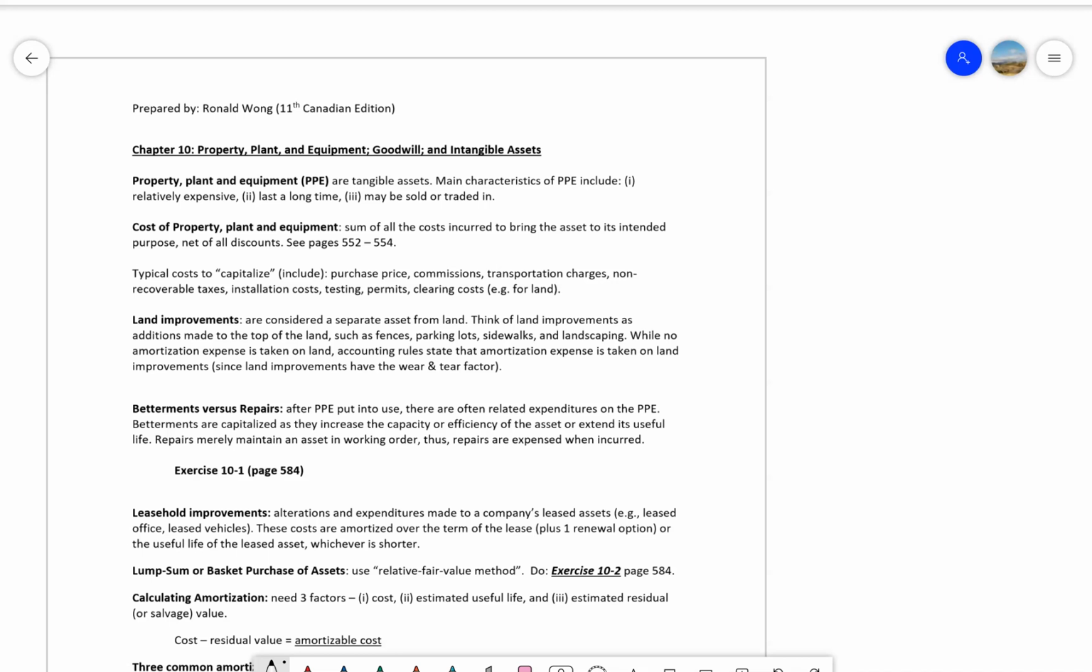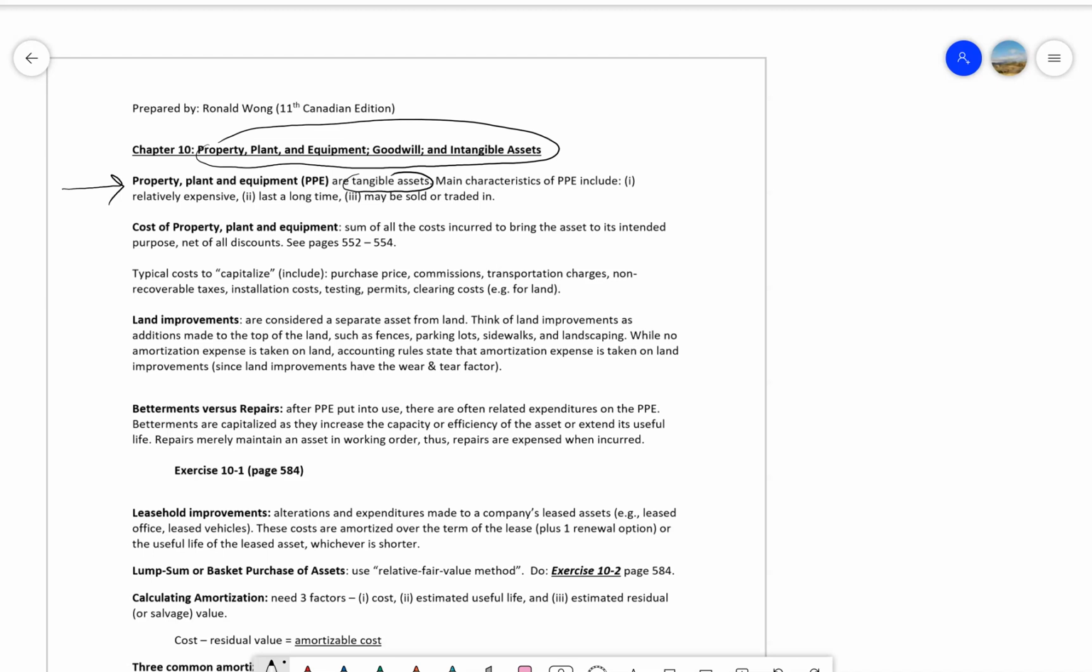Welcome to the Chapter 10 tutorial on property, plant, and equipment, goodwill, and intangible assets. What we're going to do first is focus on property, plant, and equipment. Now, property, plant, and equipment are tangible assets. And what we mean by tangible is they have a physical substance.